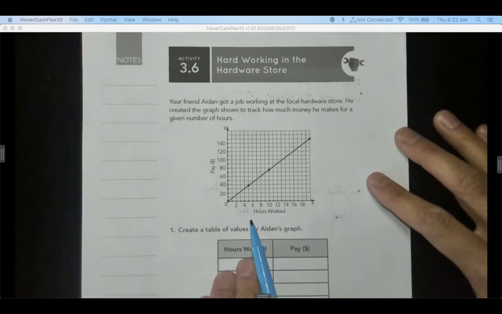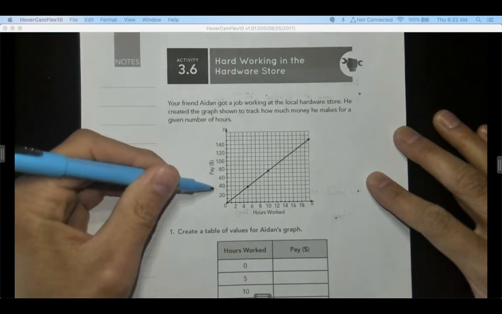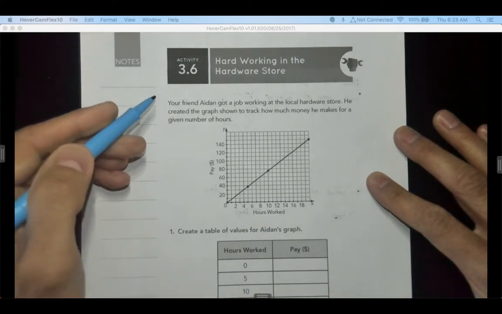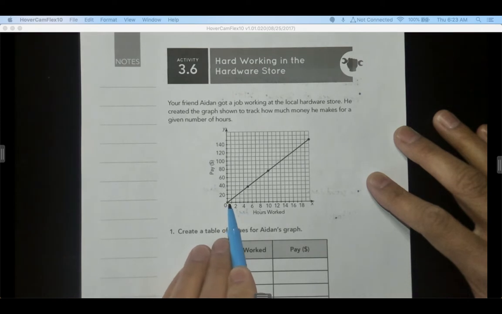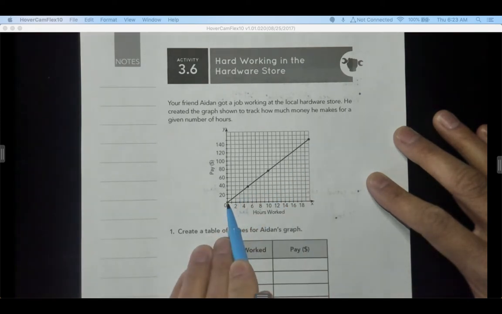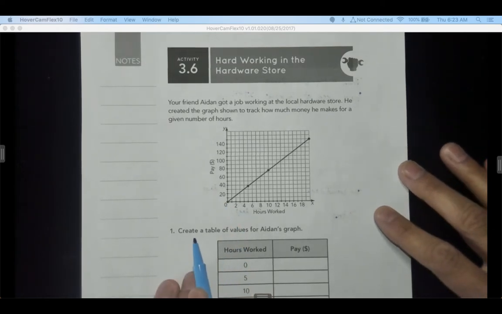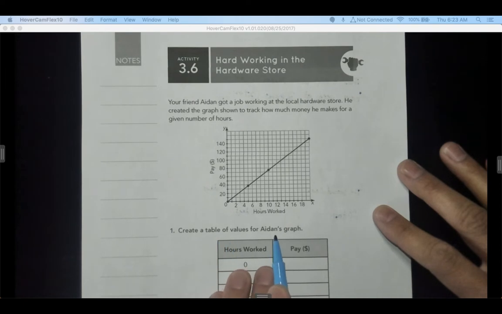Okay, so along the x-axis is hours worked. Along the y-axis is the amount of pay. Okay, and it looks like it goes up at a constant rate. It starts at the origin, and that makes sense because if you don't work any hours, you don't get any money. All right, and so values for Aiden's graph. So for 0 hours worked, he gets 0 pay.